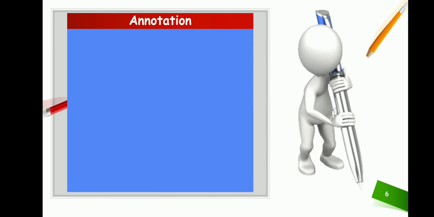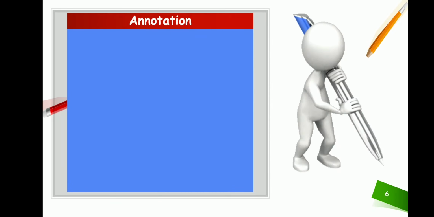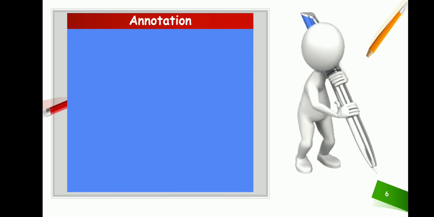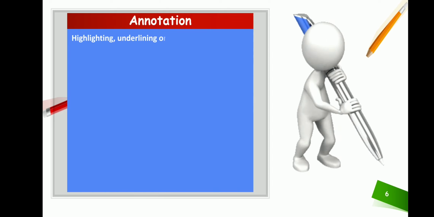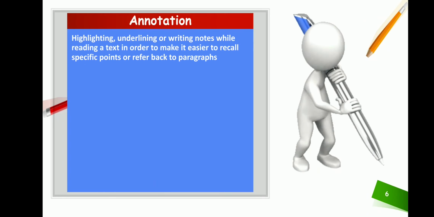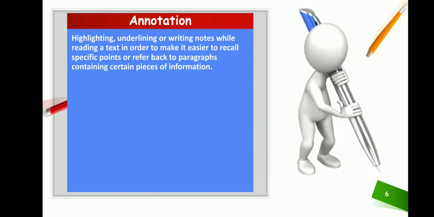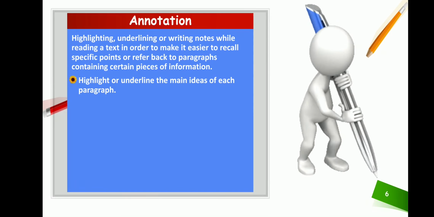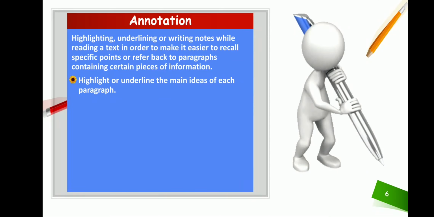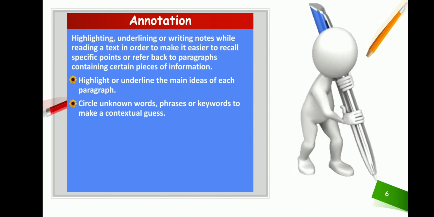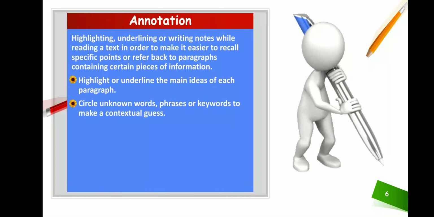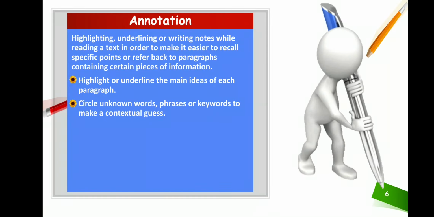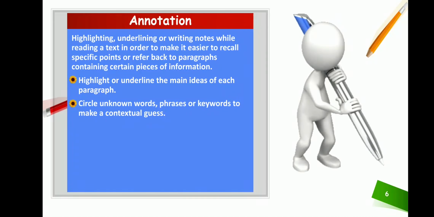The third strategy is annotating. Annotation of a text is mostly done for academic and research purposes. It involves highlighting and underlining or writing notes while reading a text in order to make it easier to recall specific points or to refer back to paragraphs containing certain pieces of information. Annotating is done by highlighting or underlining the main ideas of each paragraph. Also, circling unknown words, phrases, and keywords is necessary to make a contextual guess of the meaning of particular sentences.